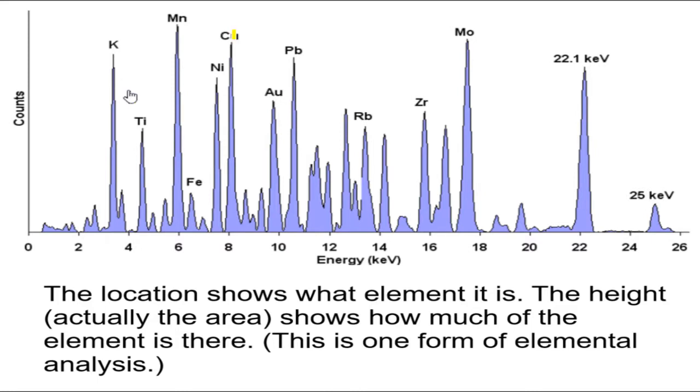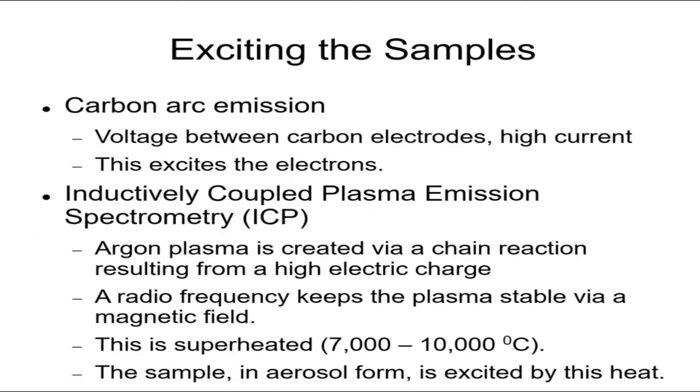These emission lines were only for copper. We know there was copper in there. This is only for molybdenum. This is only for zirconium. This is one way of analyzing the elements found in a sample, the trace elements found in a sample.